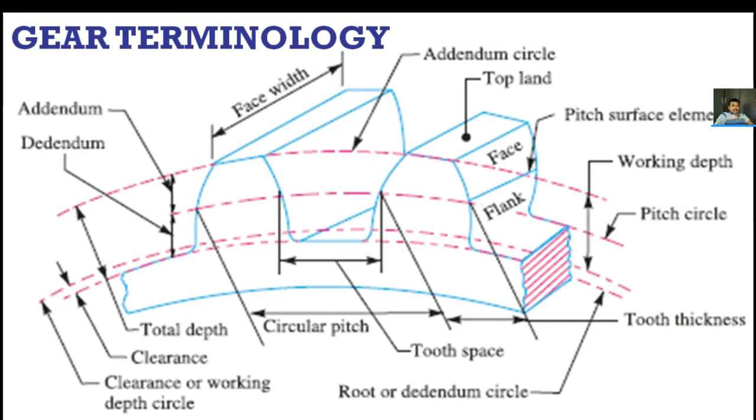Okay, we'll see why it is slightly higher, right? Then this is addendum circle, dedendum circle, addendum value, dedendum value, and pitch circle. And there is another circle just above the dedendum circle. This circle is called the base circle, right? The circle which is just adjacent to the bottommost circle on the figure is the base circle, or this is called a clearance circle or working depth circle. There are different names for this circle.